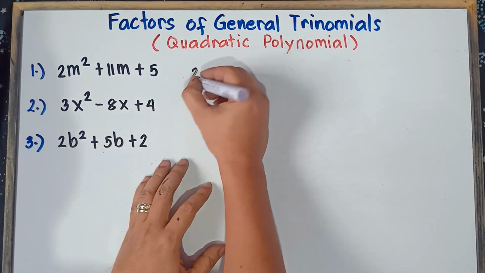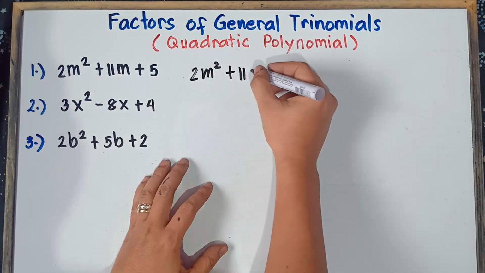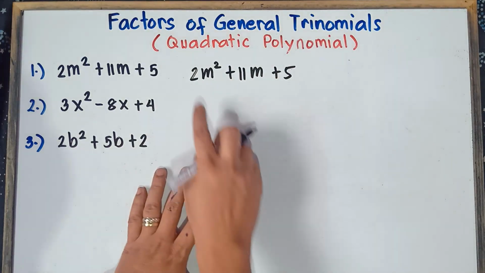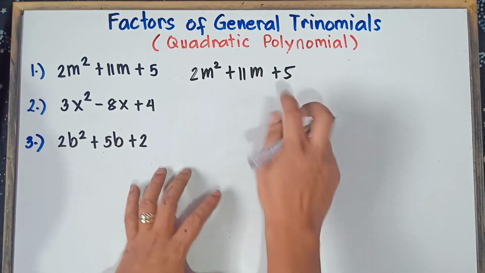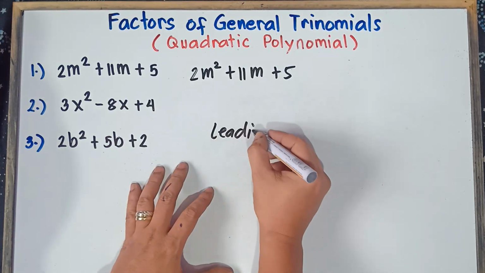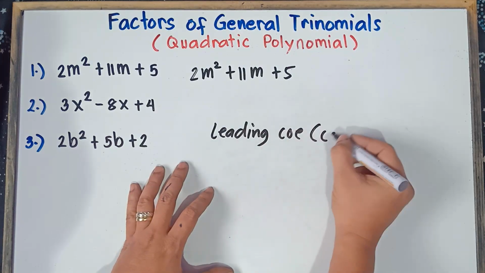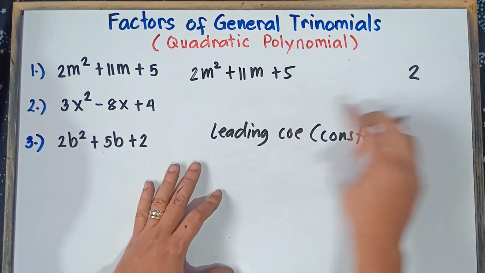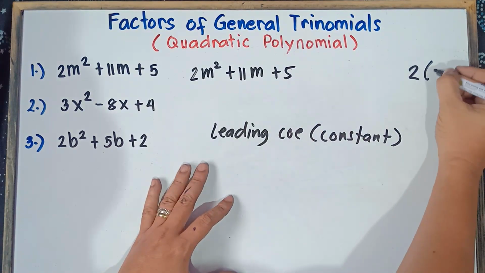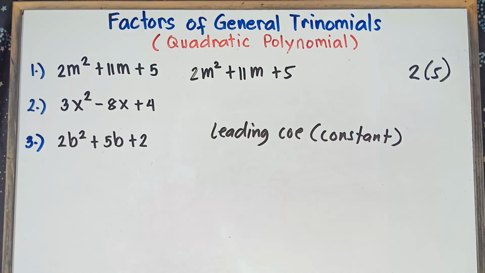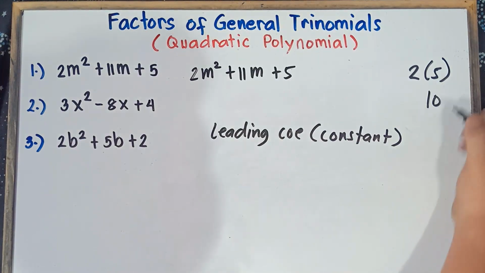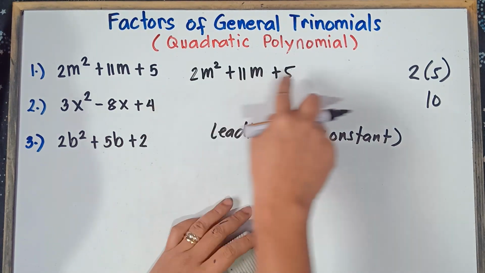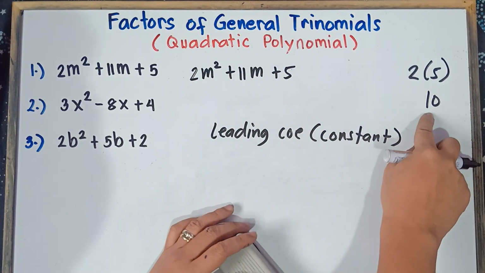Our given is 2m squared plus 11m plus 5. First thing that you need to do, class, is multiply the leading coefficient by the constant. Our leading coefficient is 2, and we multiply it by the constant, so 2 times 5. What would be the answer? That's correct, that would be equal to 10. Once again, first step, you multiply the leading coefficient, the first number, by the constant. 2 times 5 is equal to 10.